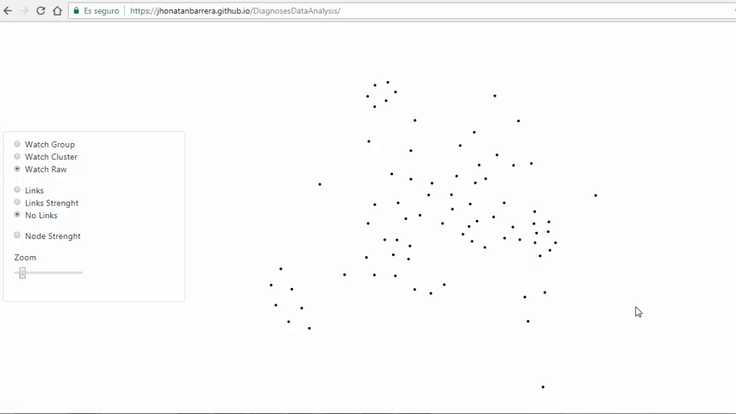We can initially observe a number of points that represent each of the diagnoses in the JSON. These points are the nodes of a graph, where there is an edge between the diagnoses that have been present for the same person. These edges allow us to see the relation between diagnoses and the morbidity behavior in the population. To activate this view, we can select the option links.